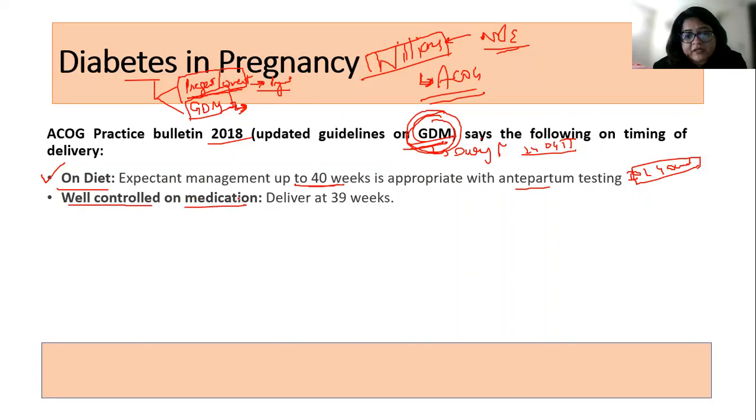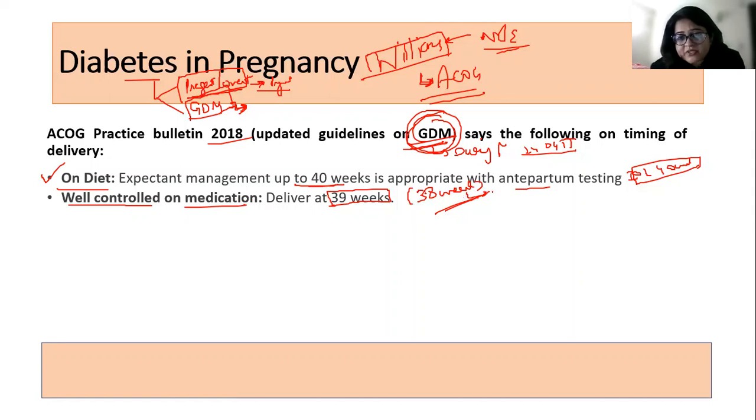If she is well controlled GDM on medication, that means she's on insulin or on metformin, usually these are the two drugs we give to control diabetes, and she's well controlled, then we can deliver at 39 weeks. If 39 weeks is not given as an option in the question, then 38 weeks is the best option to mark. This is given in some books, and this has come as an earlier recall.